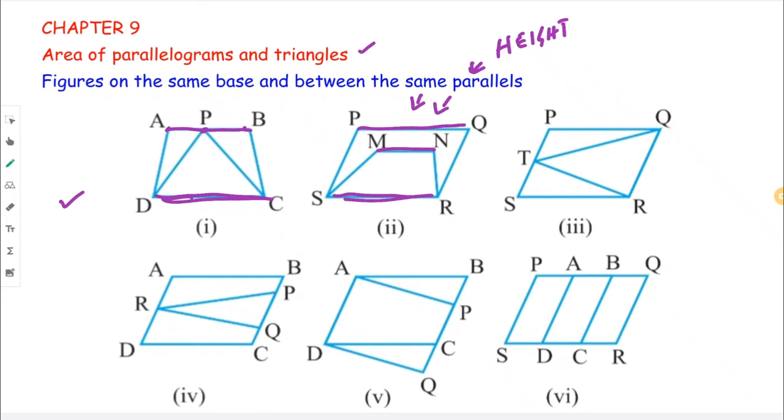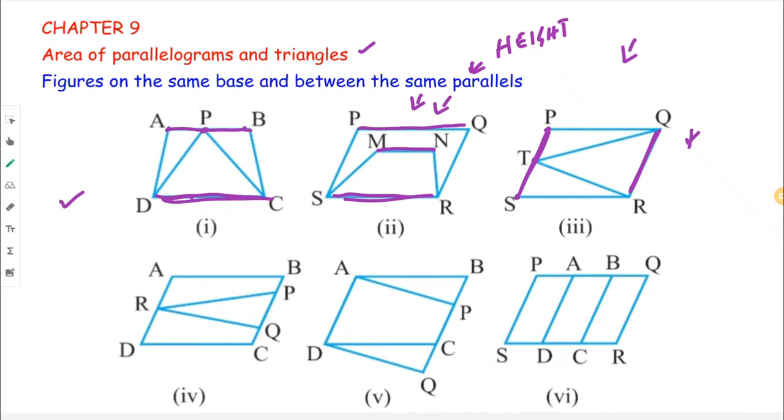Now let us go to the next one. Once again, you can see a triangle and a parallelogram. If you look here, they have the same base, RQ. But do they also have the same height? When you look at the triangle, T is the height, and for the parallelogram, S and P, which means they also have the same height here.